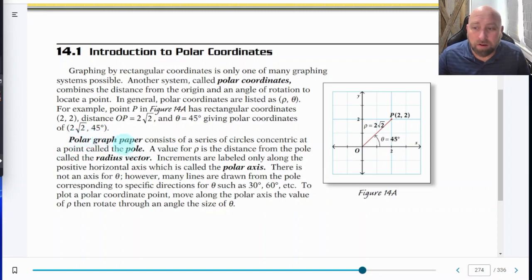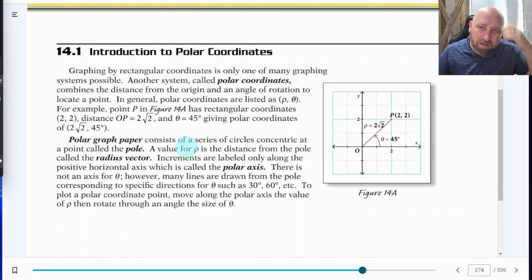Notice it says polar graph paper consists of a series of circles concentric at the point called a pole. You need to get some polar paper. Now, you can't just go to Walmart and buy polar graph paper. They don't really have that. So what you can do is go online and search for polar graph paper, and you can print out a bunch. You could also use some online resources. I haven't found a great one that I really, really love. I'll be using GeoGebra, and then I'll be using another one called Delta Math in this lesson. But I haven't found one that I'm just like, oh, I love this, because it just works really, really well.